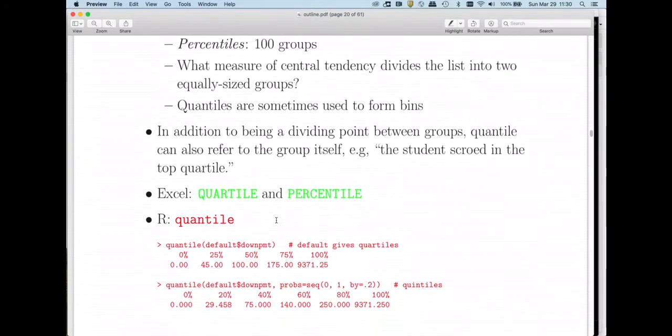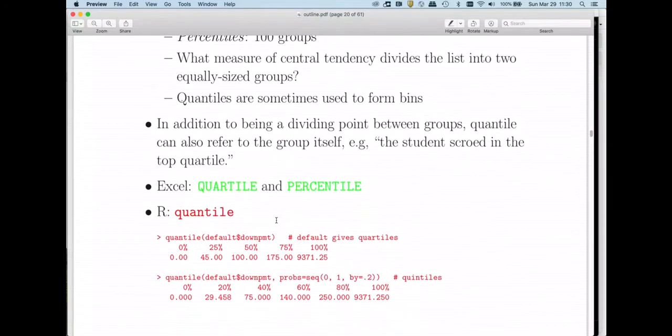So there is a function called quantile in R, and the quantile function, if you just type quantile on some variable, gives you quartiles by default. So it gives you quartiles plus the min and max. Now this set of descriptive statistics is called the 5-number summary. So very important set of 5 numbers.